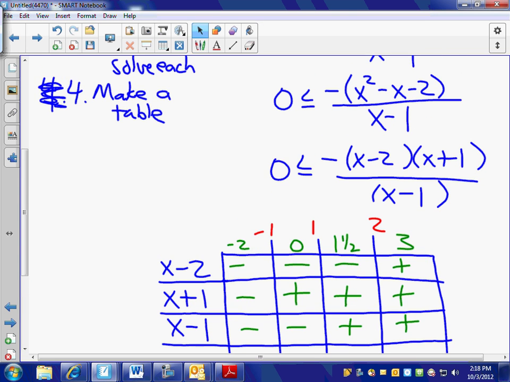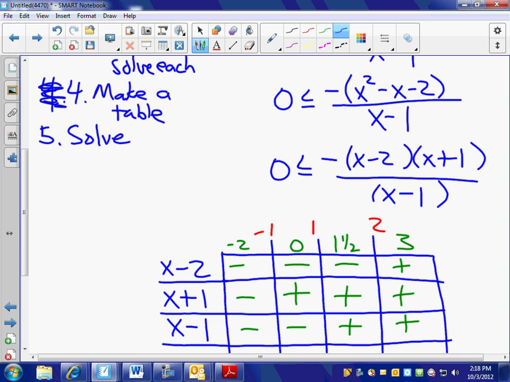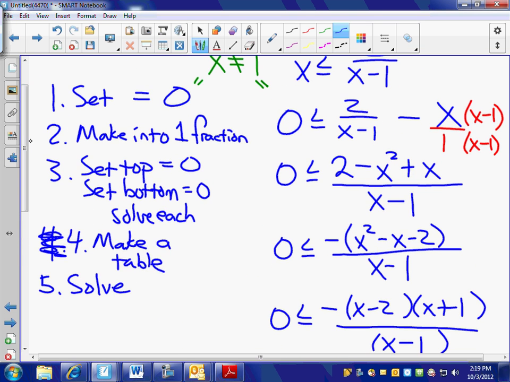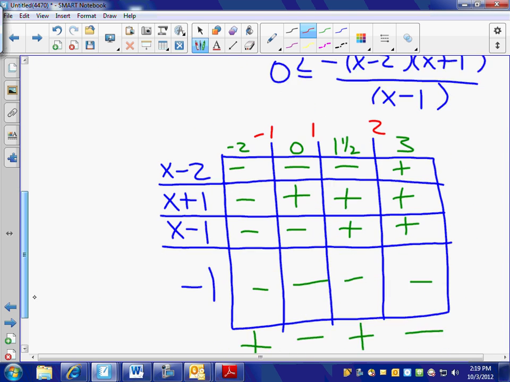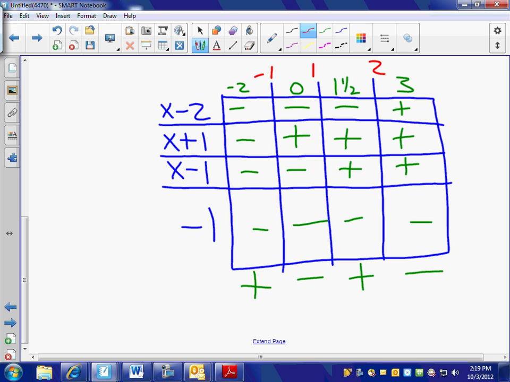So the fifth and final step is this. Solve. What are we trying to decide? Are we trying to wonder if this function is positive, or are we trying to wonder if it's negative? The original problem, after we subtract the x over, is 2 over x minus 1 minus x is greater than or equal to 0. So we're wondering where it's positive. Where is it positive?